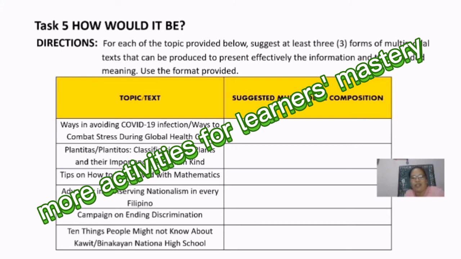Next, advocacy on conserving nationality in every Filipino. What multimodal text can you compose for this topic? Advocacy. You can use digital stories, documentaries. Actually, all of the multimodal texts can be applied for this one. Okay? Campaign on ending discrimination. And 10 things people might not know about Kawit or Binakay National High School. For these topics, we can apply these different multimodal texts. It depends on what we want to compose for the topic. And then we need to consider the 5 things that we mentioned before, the different knowledge that we need to have in composing multimodal text.